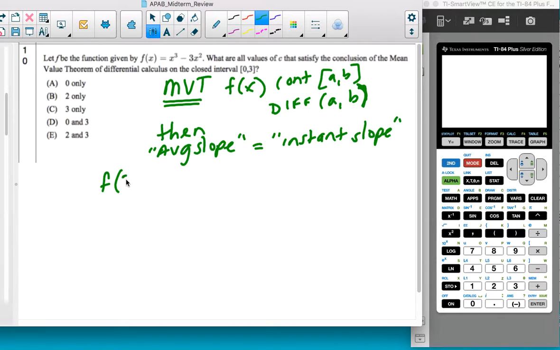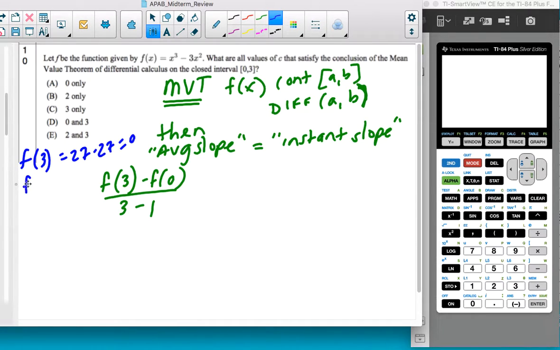So f of 3 minus f of 0 over 3 minus 0. I usually do a little bit of work off to the side, so I'll find f of 3 over here. It's a 27 minus a 27, which is conveniently a 0, and then f of 0 is actually also a 0, because 0 cubed minus 3 times 0. So I end up getting that this is 0 minus 0 over 3, or just a 0. So that's my average slope.